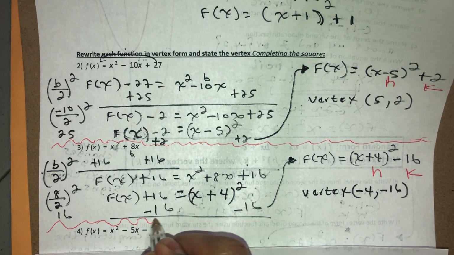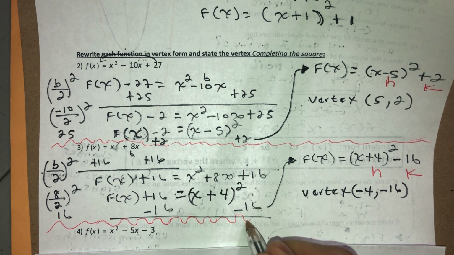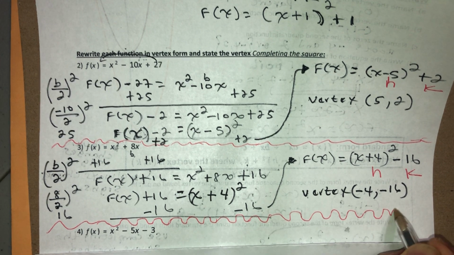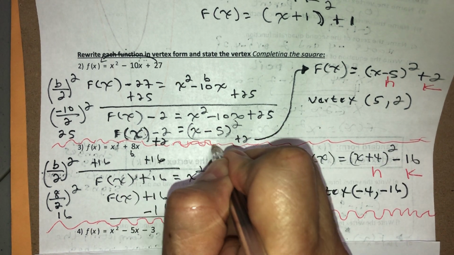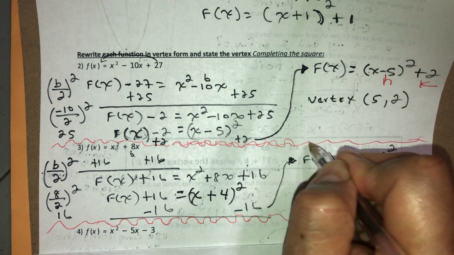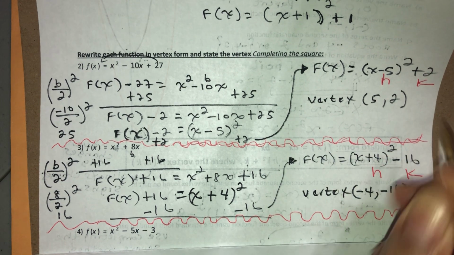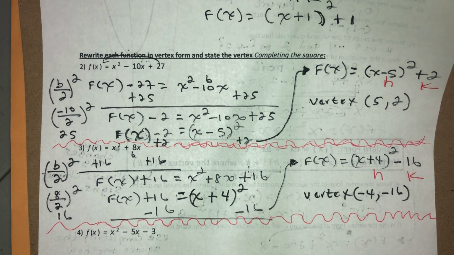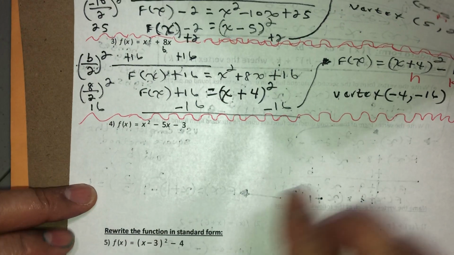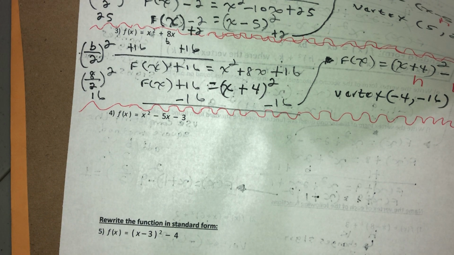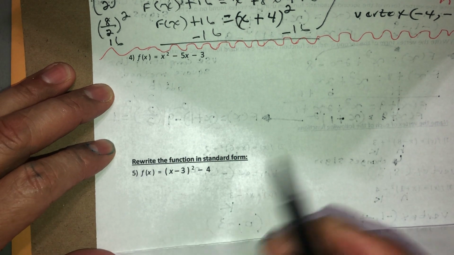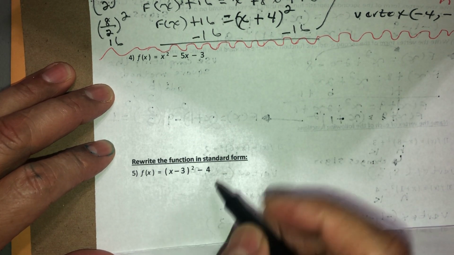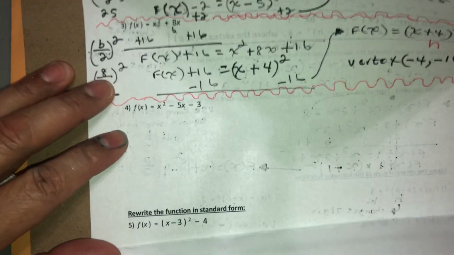So like I said before, I don't think it's that difficult because you already know how to use completing the square, right? So now I'm going to do one more. Like I say, I'm going to skip number 4, because that's going to be a fraction, and I'm going to do the last one. Now the last one is the other way around. The last one, they're giving me the vertex form, and they want me to write it in the standard form.